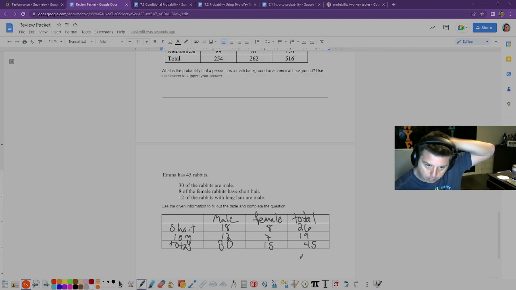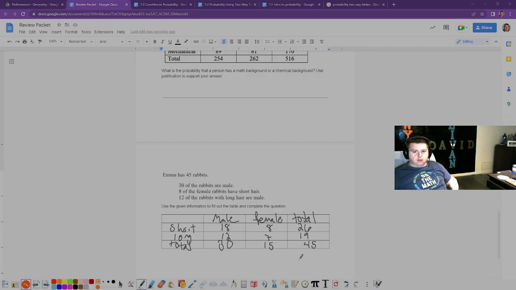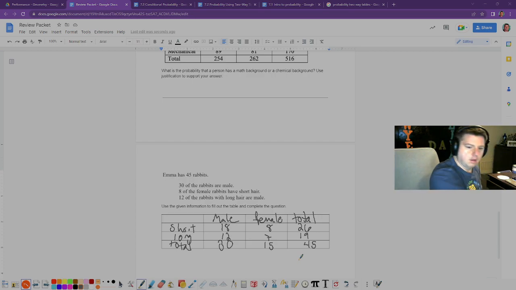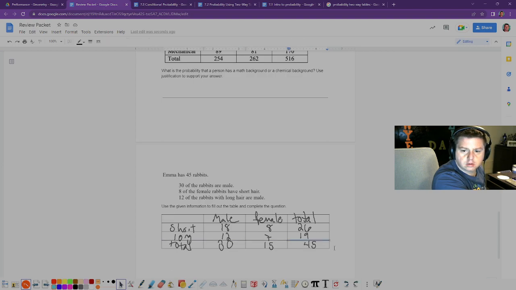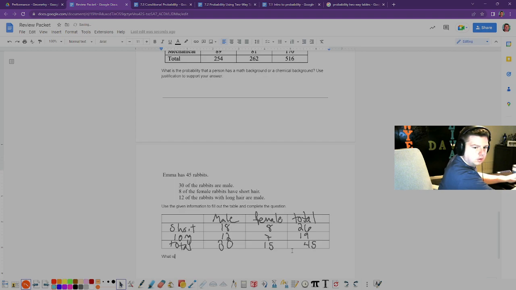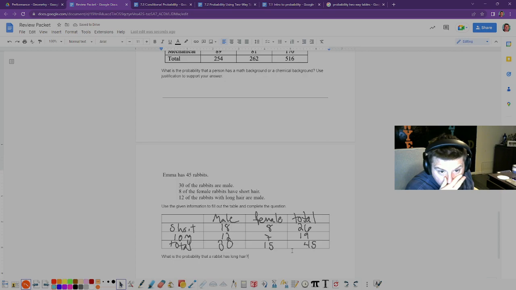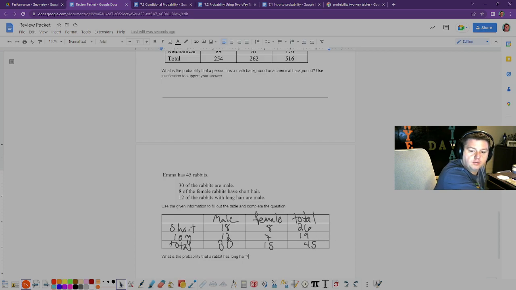Then we're going to do the probability. What's the probability that a rabbit has long hair? Which would be 19 over 45. What is the probability that a rabbit has long hair? All right, I like that one. And that would be 19 over 45.